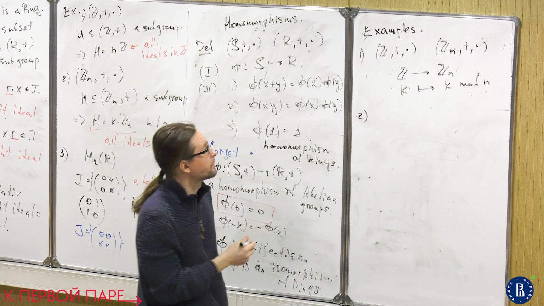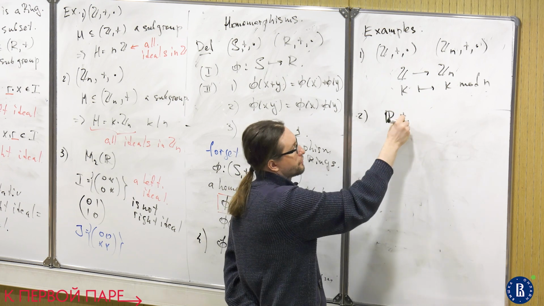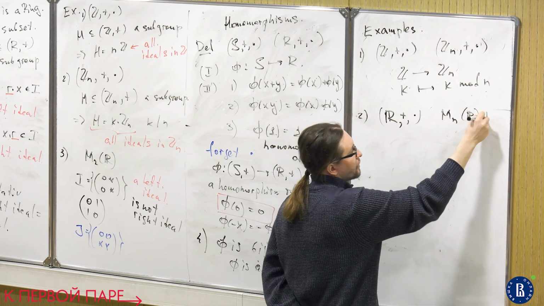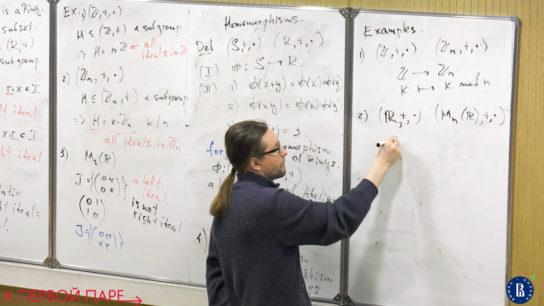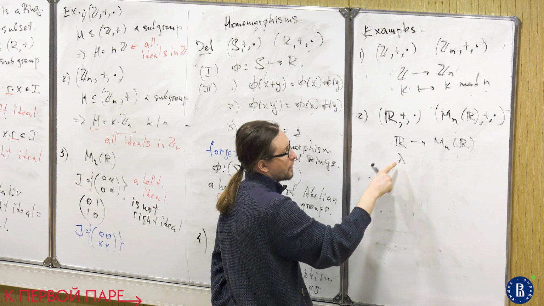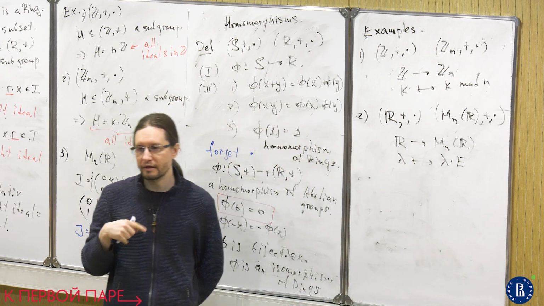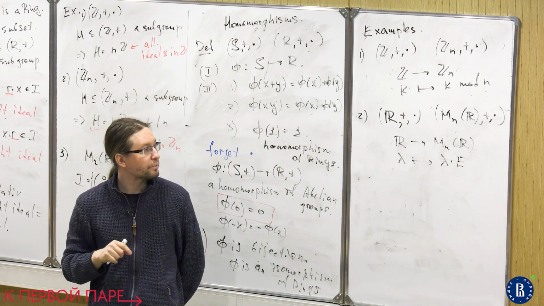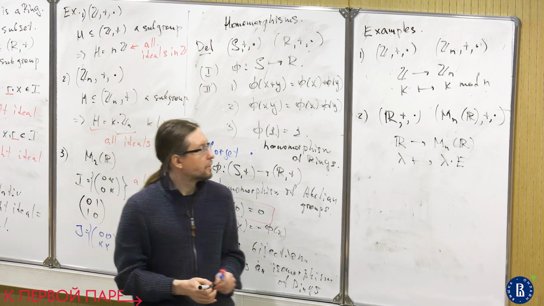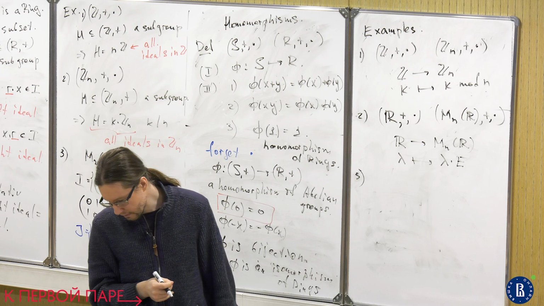Now, another example. If we take the field of real numbers R and the square matrices with real coefficients with addition and multiplication, then we have a map from R to matrices which takes each element lambda to the scalar matrix lambda times E, where E is the identity matrix. So this map is also a homomorphism of rings. This is another example of a homomorphism of rings. What should be next? Okay.